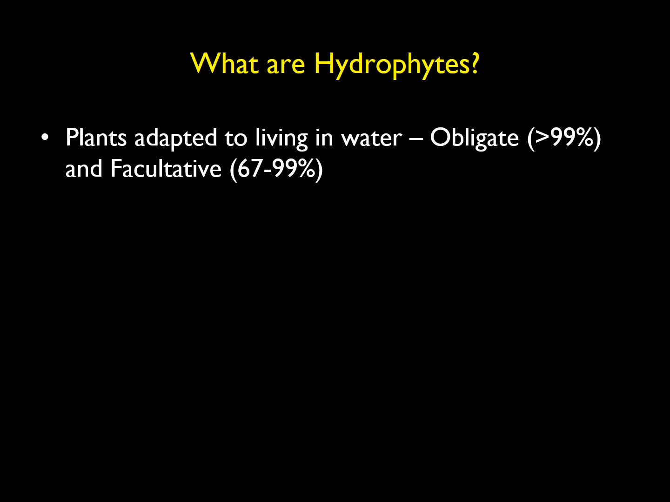Obligate hydrophytes are those plants that have to have water. They can't live without it. They're obligated to have water, if you will. That's when they're found over 99% of the time in water. Facultative hydrophytes are those that can live in water but don't have to. Just to look at that numerically, if they're found in water more than 2/3 of the time, then they're considered facultative hydrophytes.